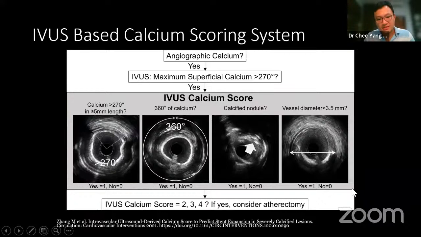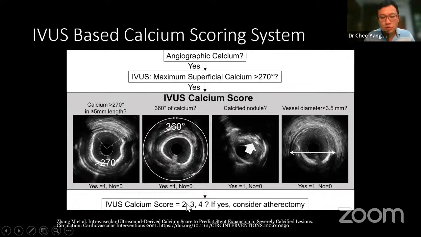The IVUS calcium score is somewhat similar, but comprised of different elements. For the IVUS calcium score, we look for calcium that is more than 3 quadrants, so more than 270 degrees, for 5 millimeters or more in length. So if you have a longish lesion of more than 3 quadrants of calcium, that scores you 1 point. If at any point you have concentric or 360 degrees calcium, you get another point. If you have a calcified nodule in your lesion, that's also a point. And if your vessel size at that area of calcification is less than 3.5 millimeters, that scores you 1 point as well.